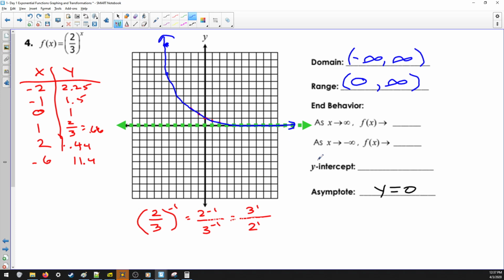So to answer the rest of these questions, so we can do some of the word problems people are asking about, you can see right here that when I plugged in 0, I got back 1. So this is still 0, 1.